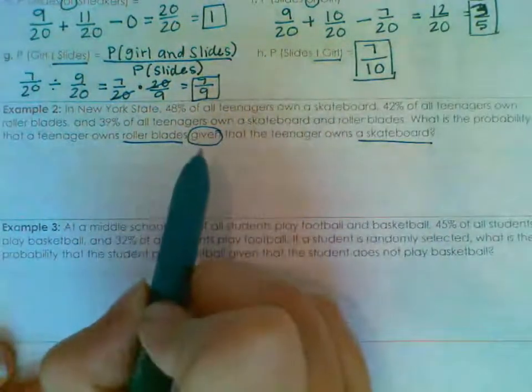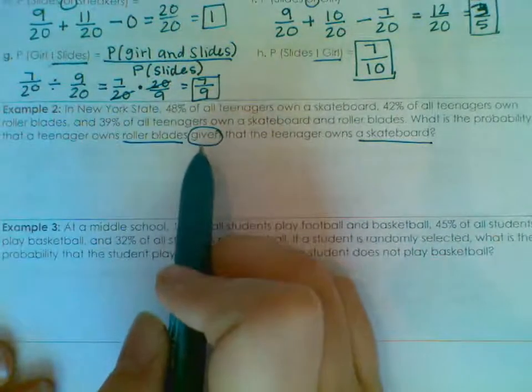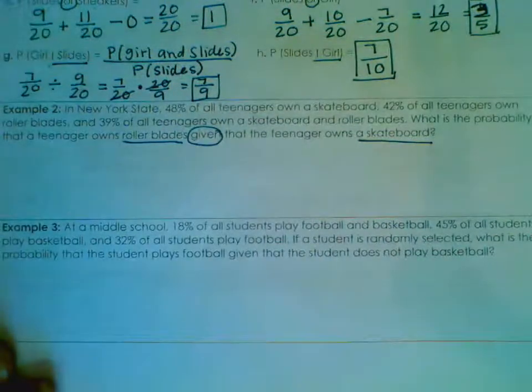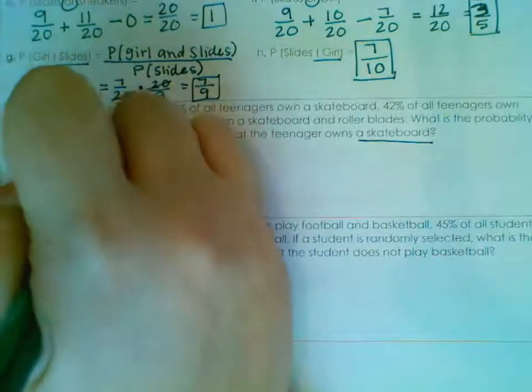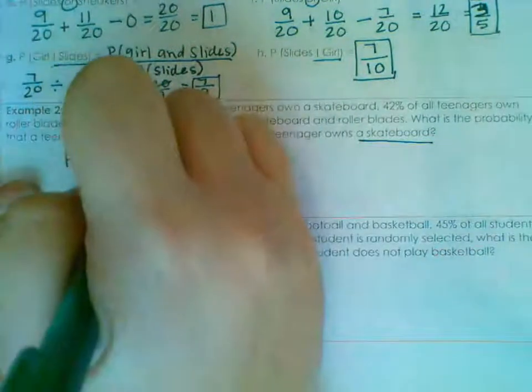So the key word here, how you know you're going to use this formula, is you're going to see that word given. Anytime you see that given, you have to use that formula that I gave you at the beginning. It's at the top of our paper, and it's also on your formula sheet. So here, we want to know what's the probability of, I'm just going to use a shortcut, rollerblades given a skateboard.